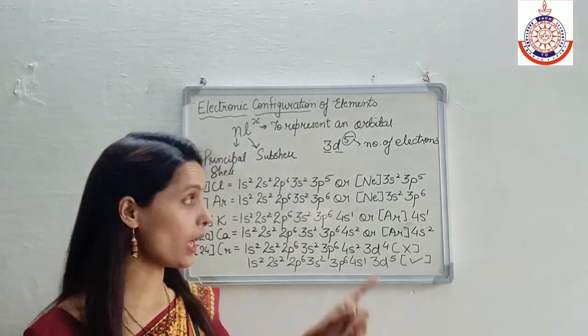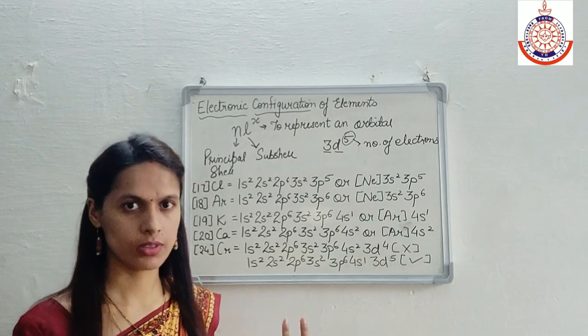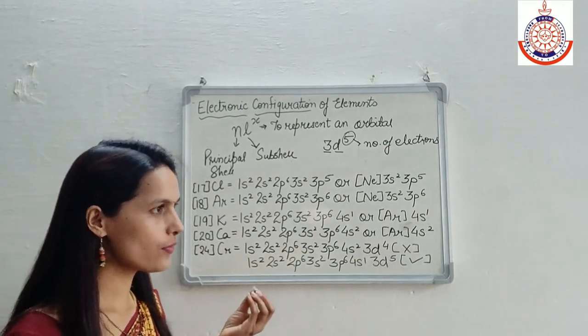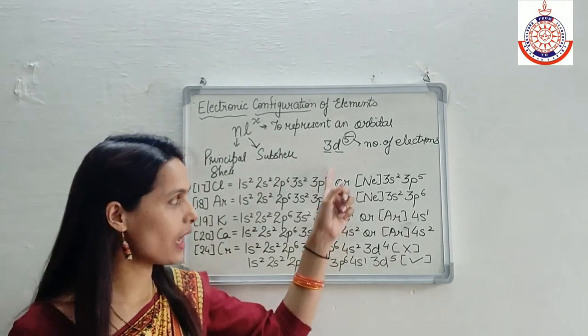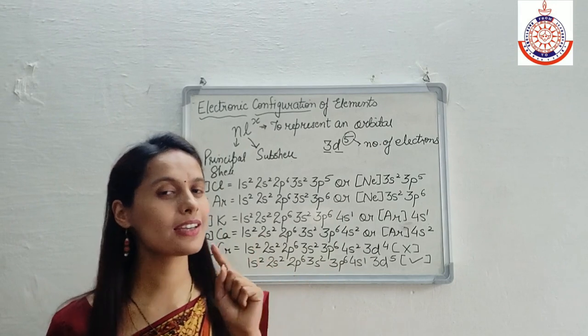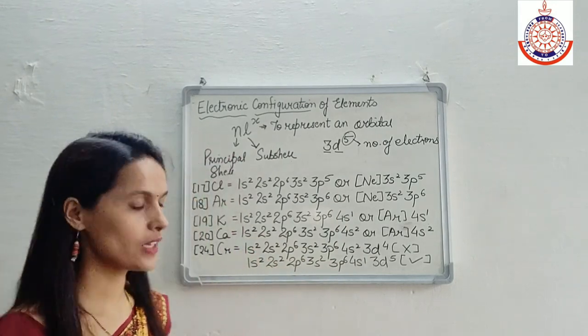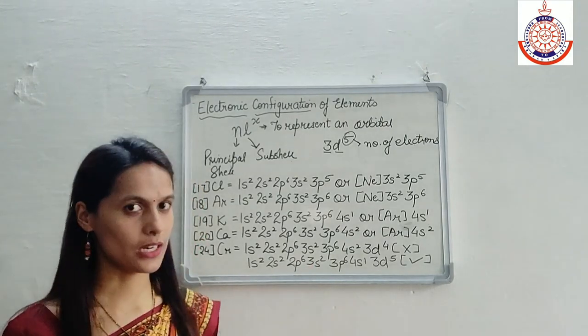Though according to the above rule, the earlier configuration seems correct. Clear? So if as a student you are writing that configuration, it means the above concept is clear to you. But this is not the correct electronic configuration for chromium. This is the correct one.